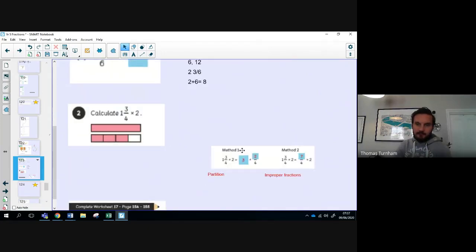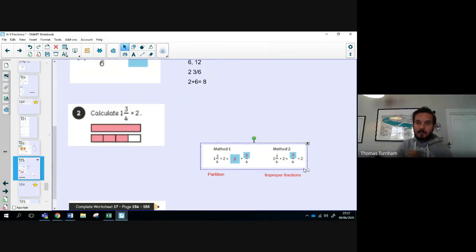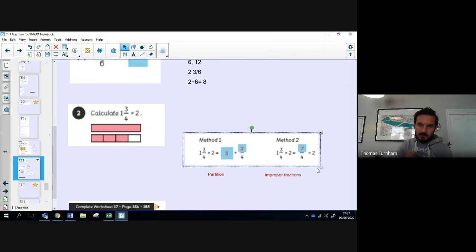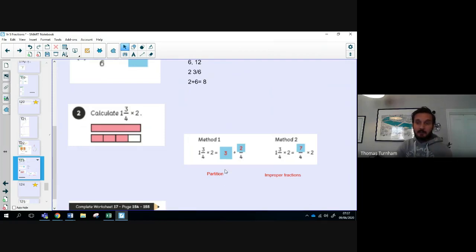Now, in fact, there are 2 methods that you could have used to do this. And this is just like when we were talking about addition and subtraction last week, the 2 different methods. We basically can continue to partition, which is what we've been doing now, or we can get into improper fractions. Either way works.